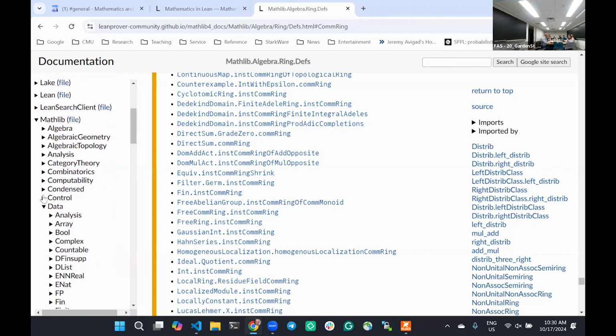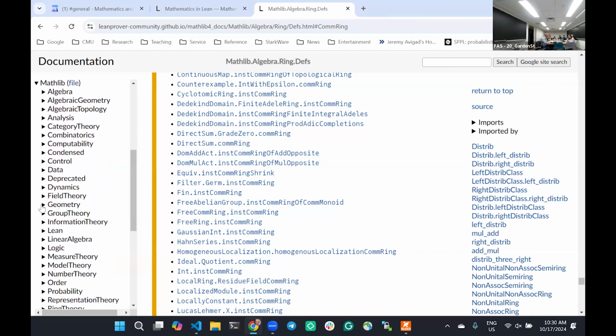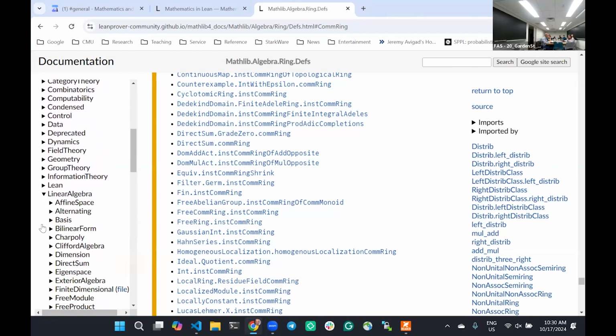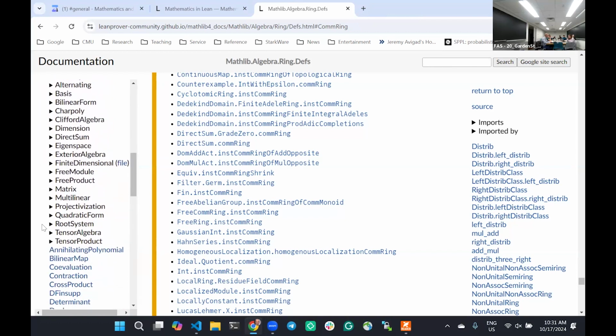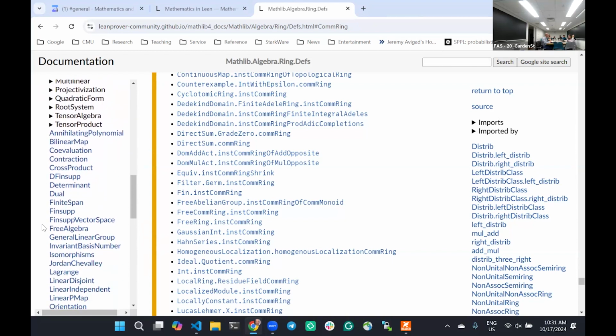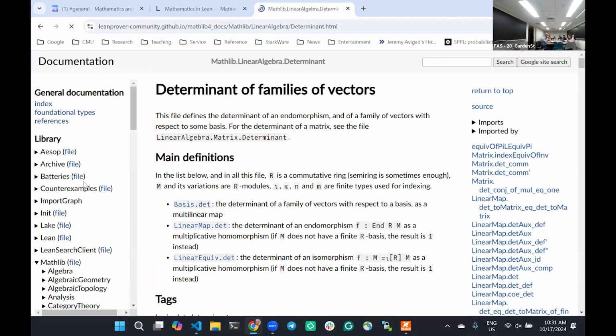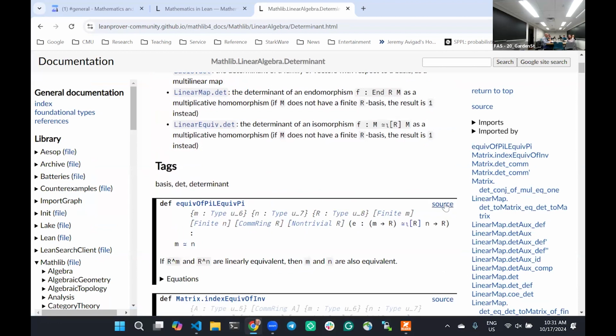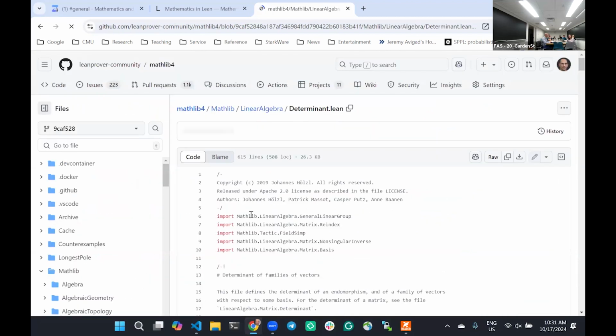I don't even know where the linear algebra is. Where's linear algebra? It's in linear algebra. Okay, good. Linear algebra, affine space. Even figuring out where to start can be daunting, but you can always play this game. If you open this, here's determinants. The header will tell you the main definitions. You can always jump to the source file and see which files get imported and which things happen earlier on.